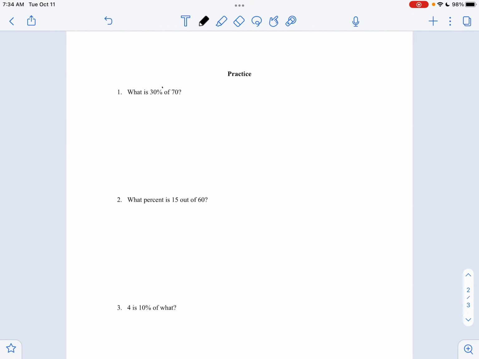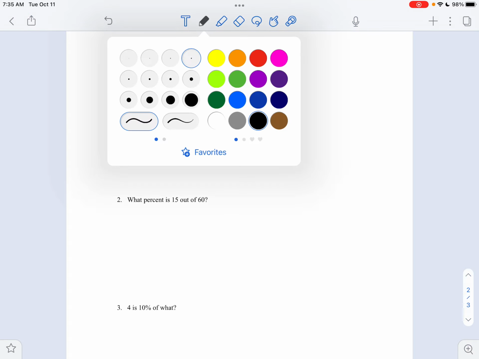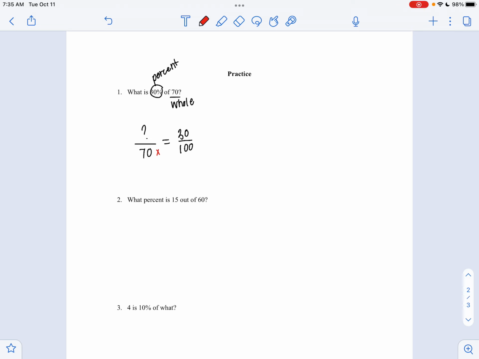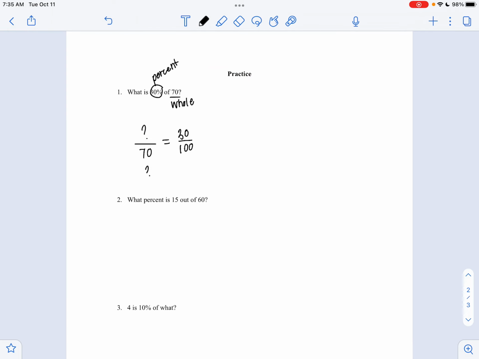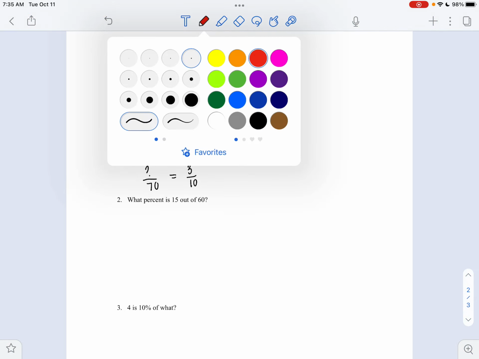In question 1, I know my percent is 30, and I know that my whole is 70, because it says of 70. I can set it up like this. I have some part that I don't know out of 70 that's equal to 30 over 100. Now, this is a little bit tricky because I don't have a whole number that I can obviously multiply 70 by to get 100. But what I can do is change 30 over 100 to 3 over 10. Something over 70 is equal to 3 over 10.